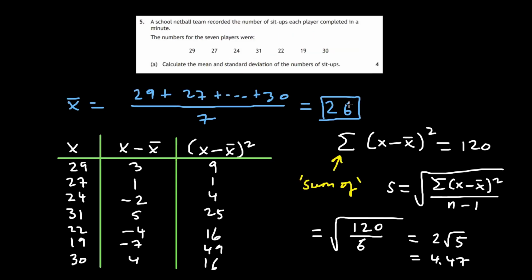Okay, part B. Some players in the school's hockey team also recorded the number of sit-ups they completed in a minute. Their numbers gave a mean of 29 and a standard deviation of 3.2. Make 2 valid comments comparing the numbers of sit-ups of the players in the netball team and the hockey team. Okay, so the mean of the players in the hockey team was 29, and this one was 26.